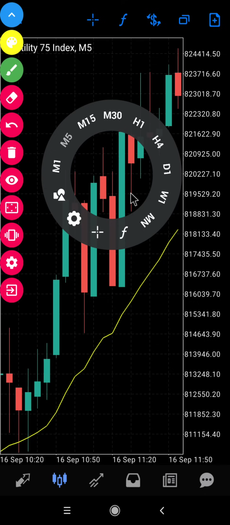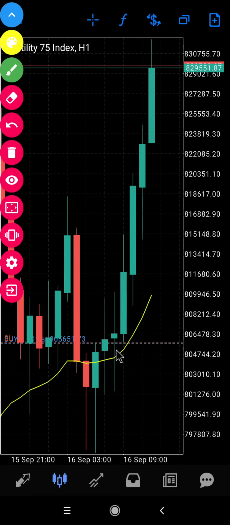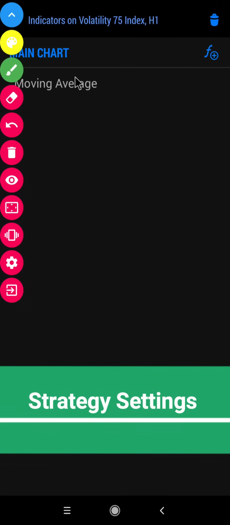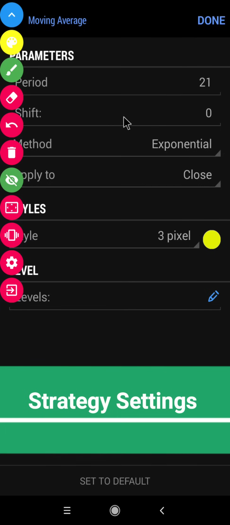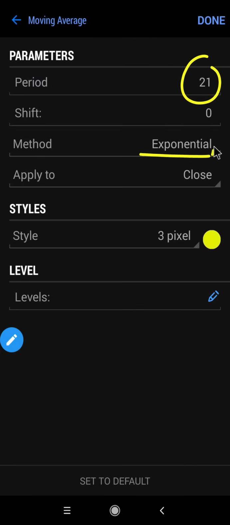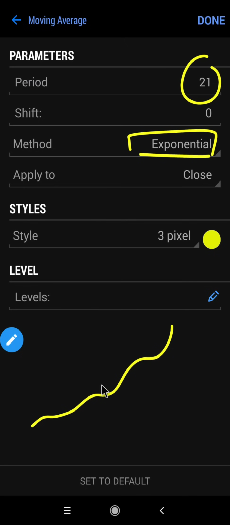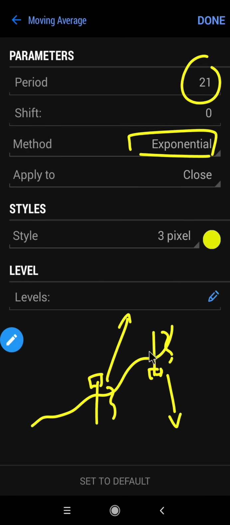So if I come back here to H1 so that you can see it nicely, I'm going to show you what I've done. Here we used the moving average, the 21 exponential moving average. That is the period, and this is exponential, the method. That's all I'm using. If the moving average is doing that and I see a candle doing this, I don't want to trade in the direction of this thin part of the candle. I want to take the opposite direction. If the moving average is like this, again, I don't want to trade in this direction. I want to take that direction, depending on where the moving average is.